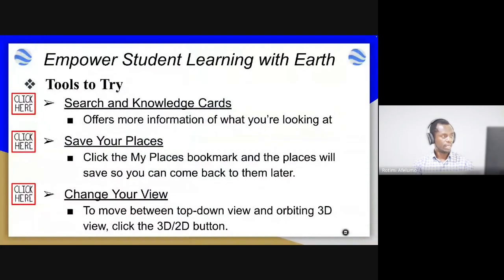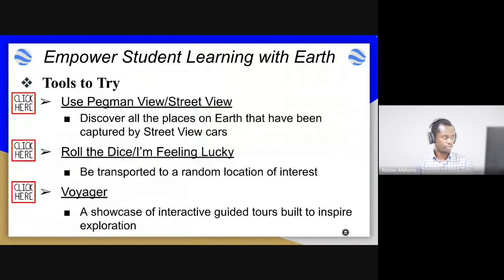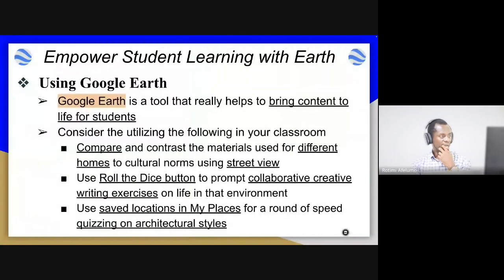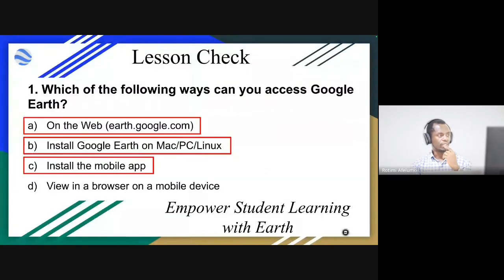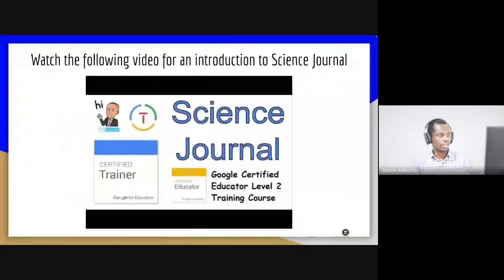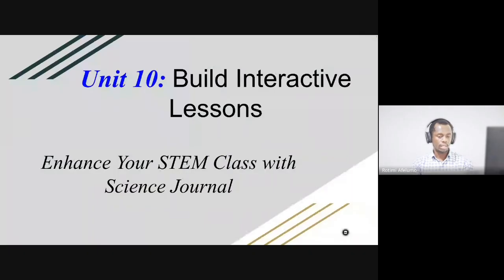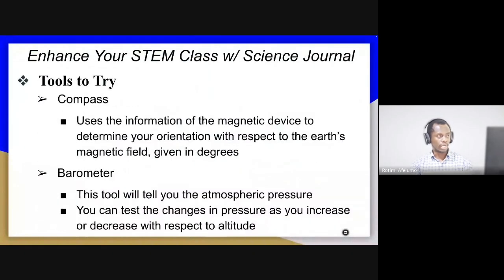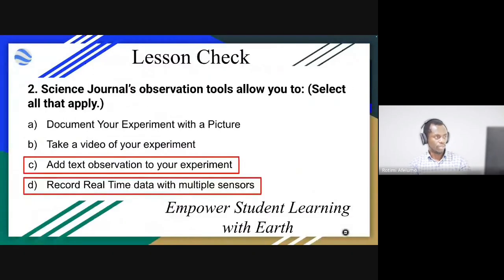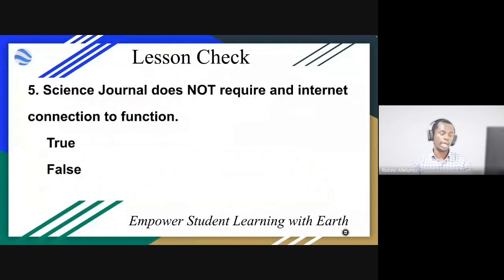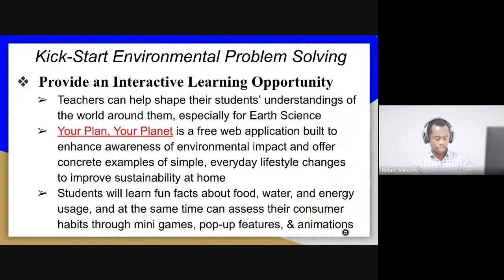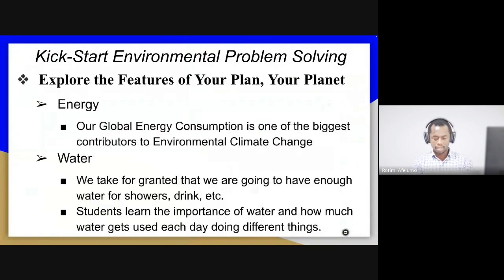We'll stop here today. Okay, knowledge card, save your space, change your view, roll the dice, I'm feeling lucky, Voyager. So we've looked at most of these. Next week we would look at science journal, and then we would look at the other topic, which is Unit 11. We'll not finish with 12 and 13. We'll just stop here because of time, and then we'll take a few questions, then we'll take the attendance.